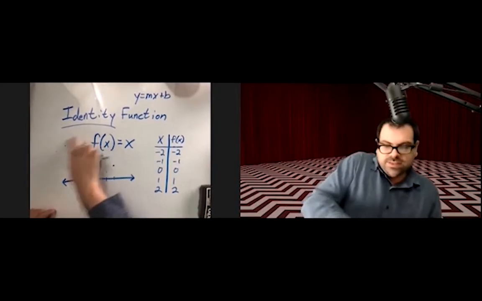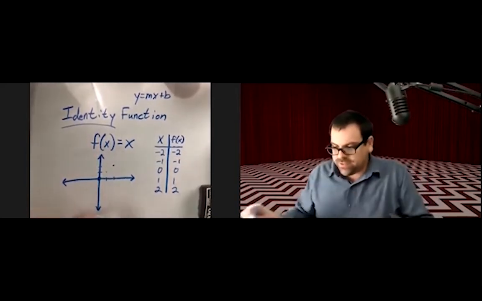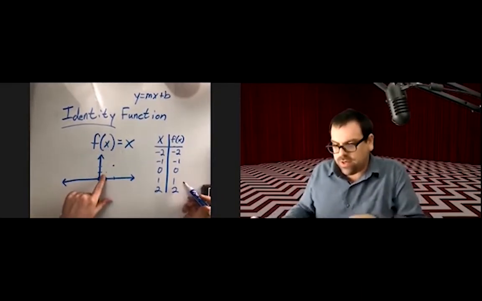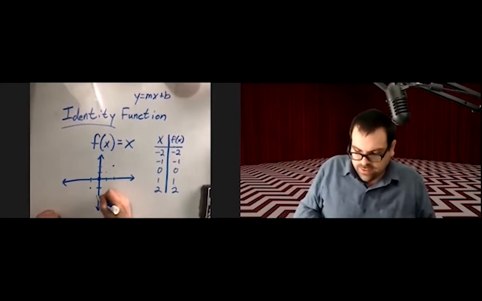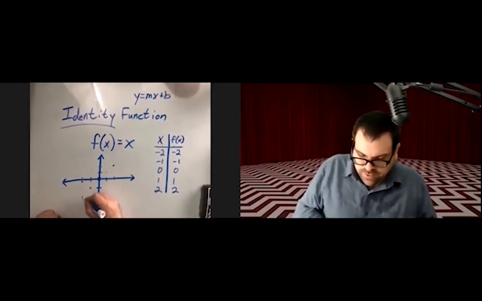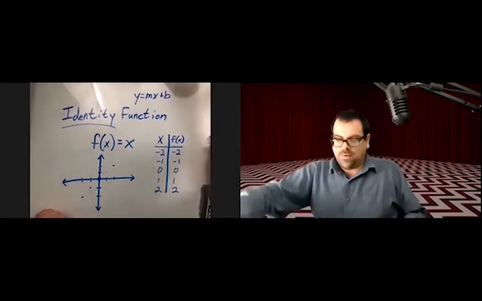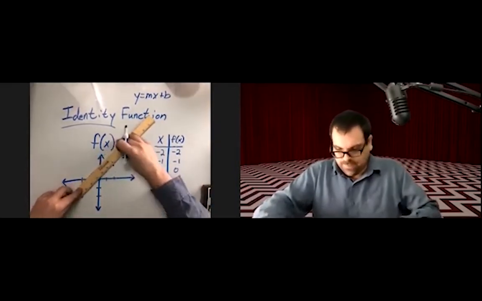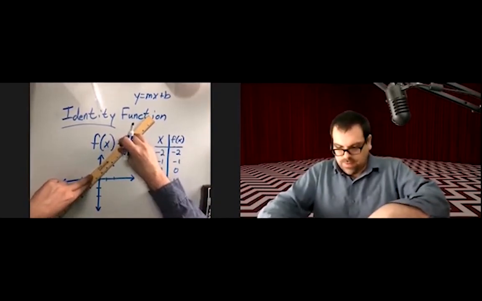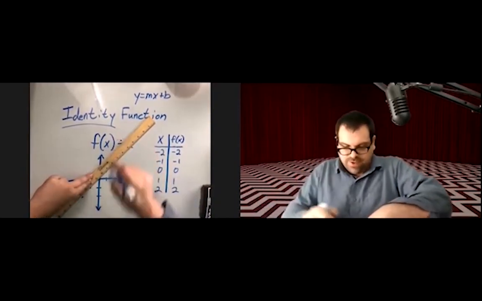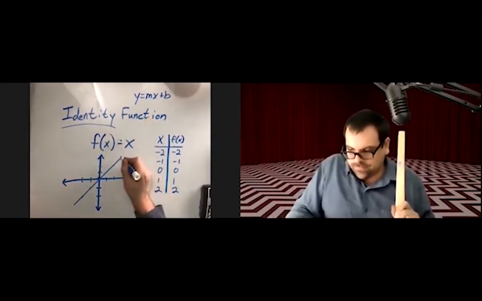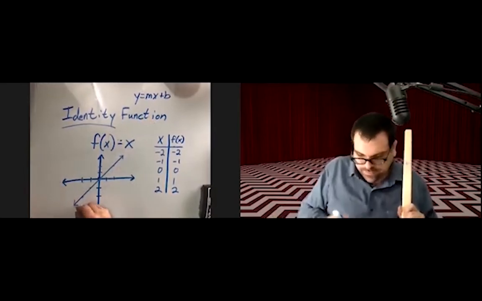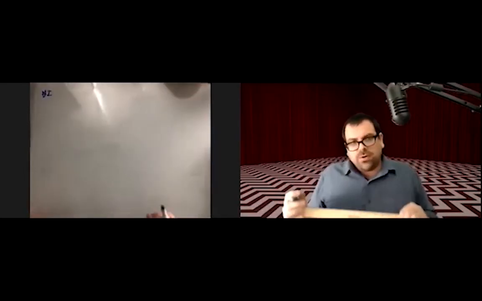This is the same thing we would get if we were just plotting the points: (0, 0), (1, 1), (2, 2), (-1, -1), (-2, -2). So linear equations graph as lines.